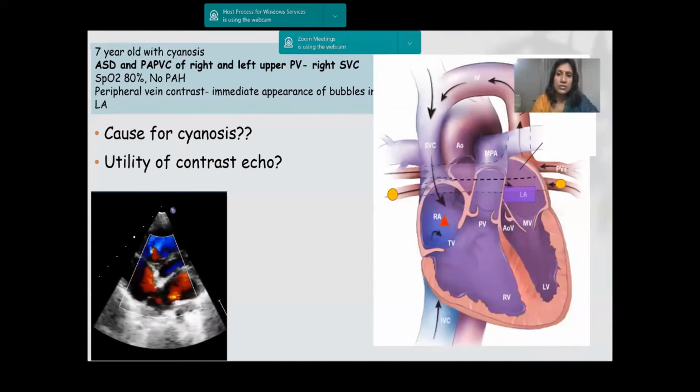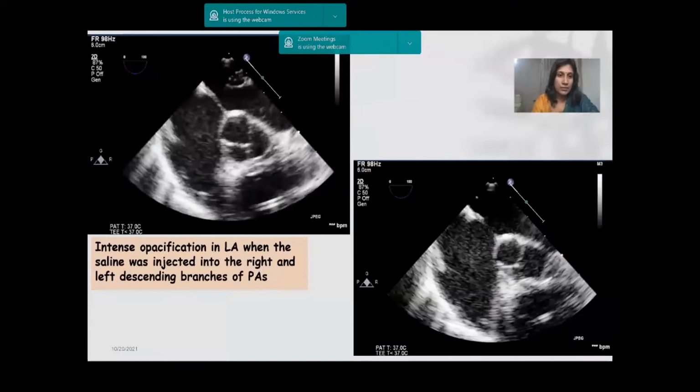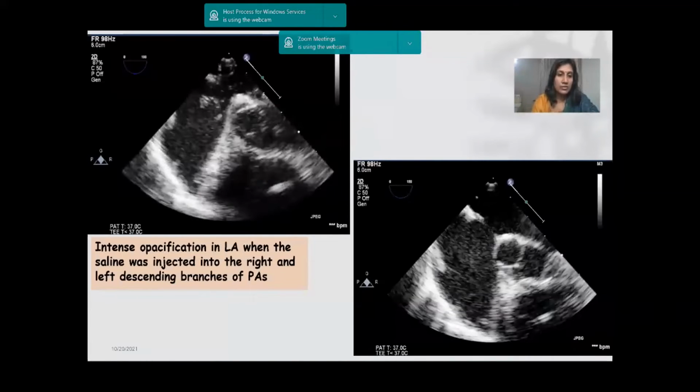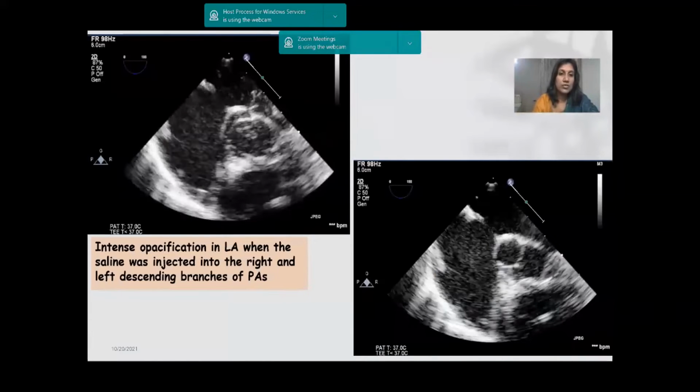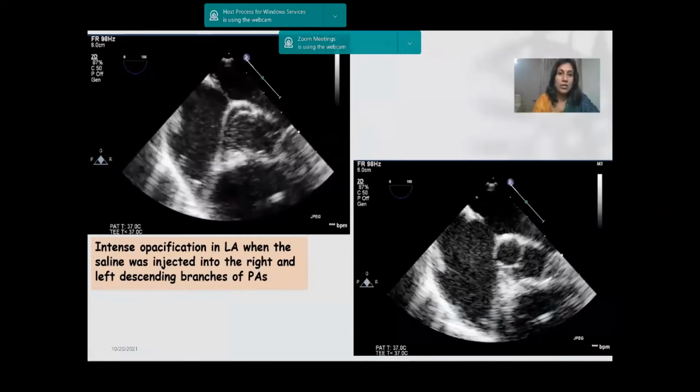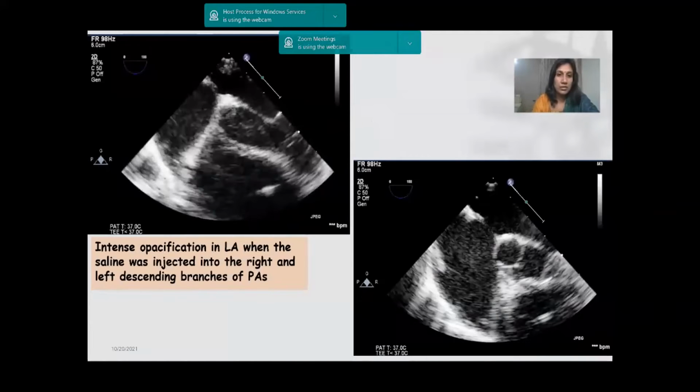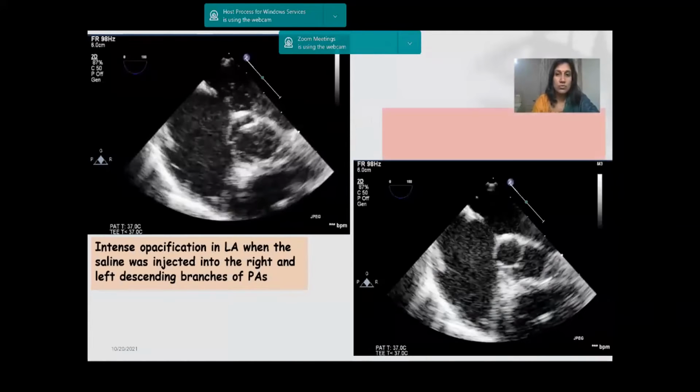So what happens when you inject selectively into the pulmonary artery? Bubbles should not appear in any atrial chamber, as the bubbles should be destroyed by the pulmonary capillary circulation. So if bubbles appear in either atrium, that is indicative of a pulmonary arteriovenous malformation. We injected directly into the right and left descending branches of the pulmonary arteries, and there was intense opacification in the left atrium, indicative of pulmonary arteriovenous malformations in the right and left lower zones.